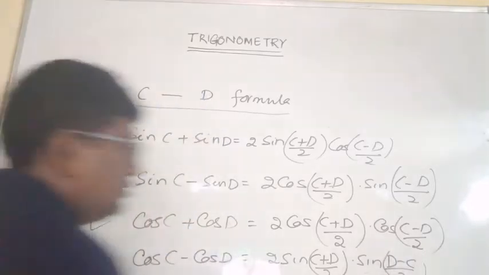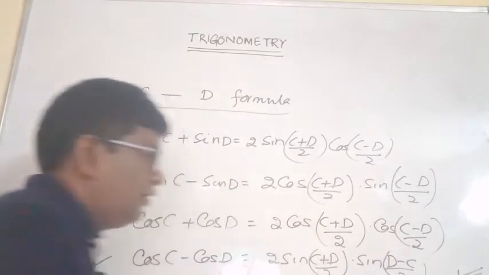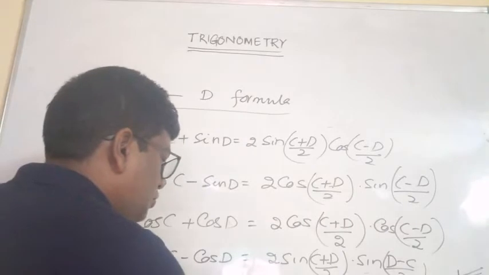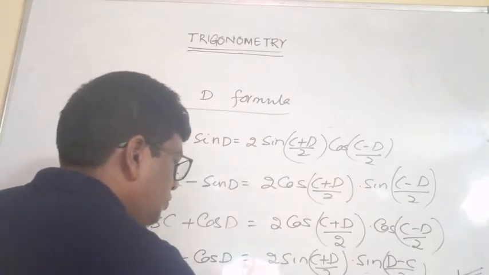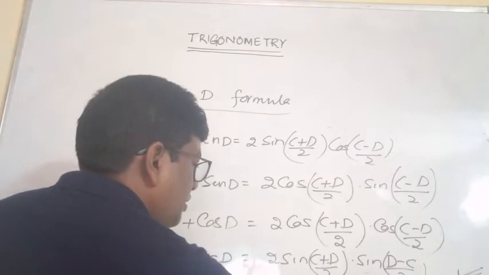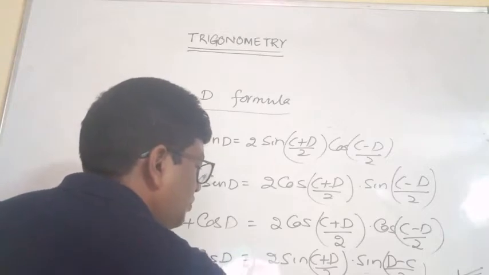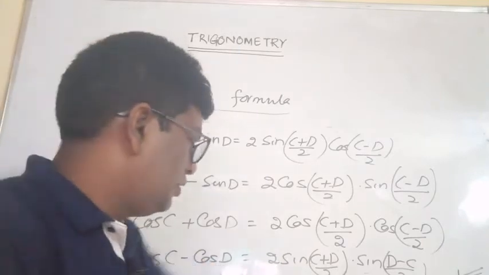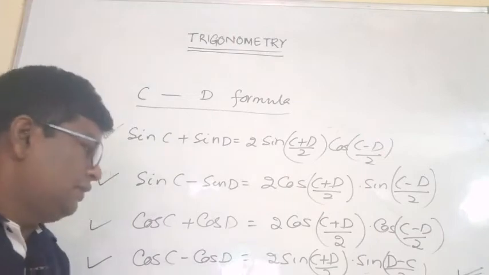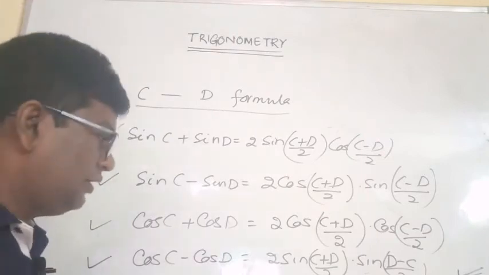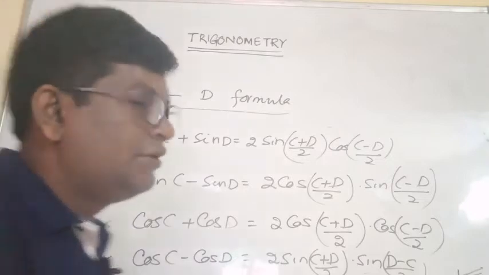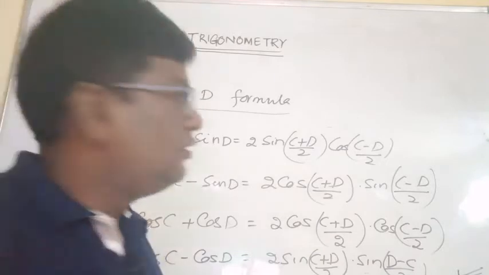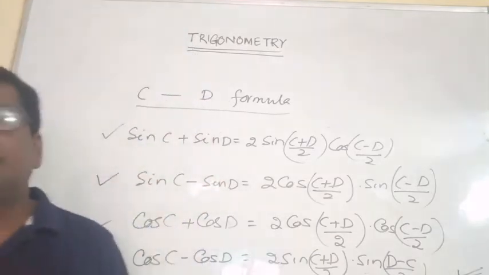This is D minus C, mind it. This is D minus C, or minus 2 sin (C plus D)/2 into sin (C minus D)/2. If you write (C minus D)/2, then put a minus sign before the product of sine and sine. And these are the remaining compound angle formulas. Now we will discuss some problems related to compound angle.